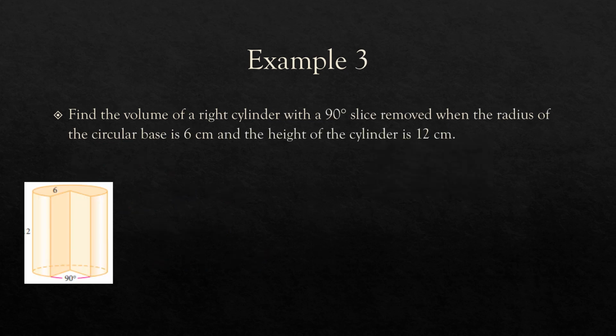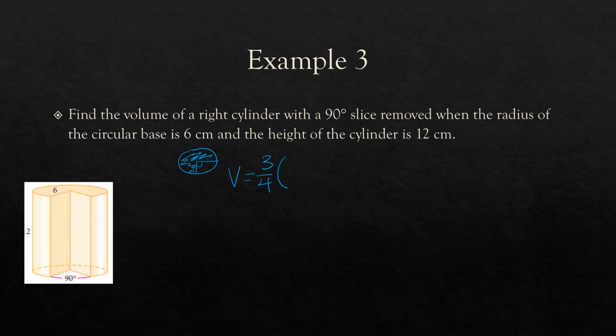Our last example. Find the volume of a right cylinder with a 90-degree slice removed when the radius of the circular base is 6 centimeters and the height of the cylinder is 12 centimeters. First, I want to think about what happens when we remove a 90-degree slice from this circle. What fraction of the circle do we have left? We have 3/4 of it. So when I do my volume calculation, I'm going to take 3/4 of it.